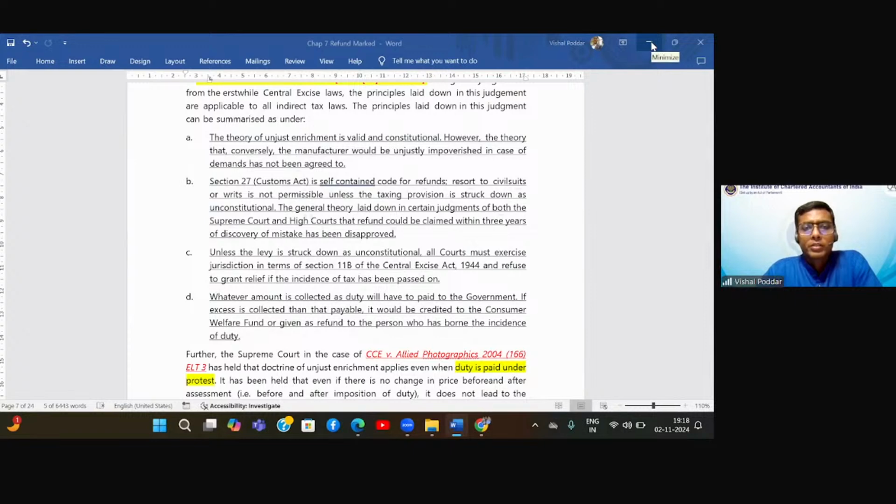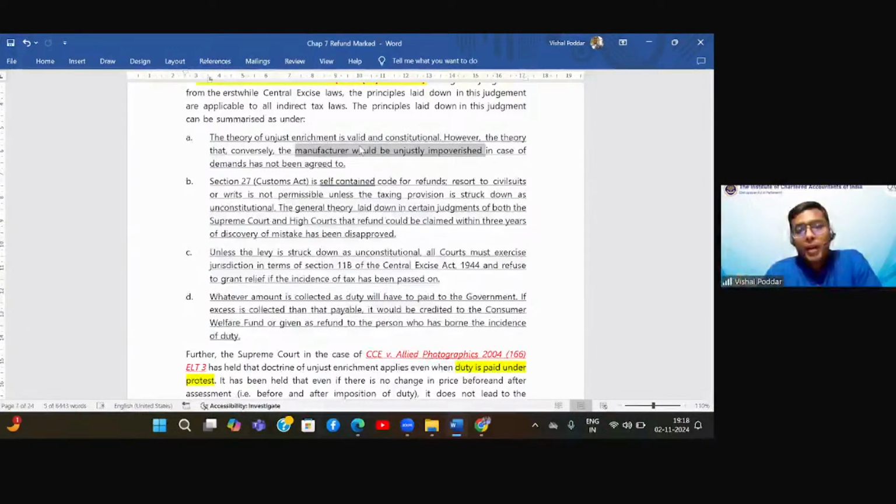This is a beautiful language playing with the words. So, one is the theory of unjust enrichment. They have said that it is valid. It means that whoever is applying for refund has to prove that they have not passed on the duty incidence burden to anybody. That is the unjust enrichment principle.